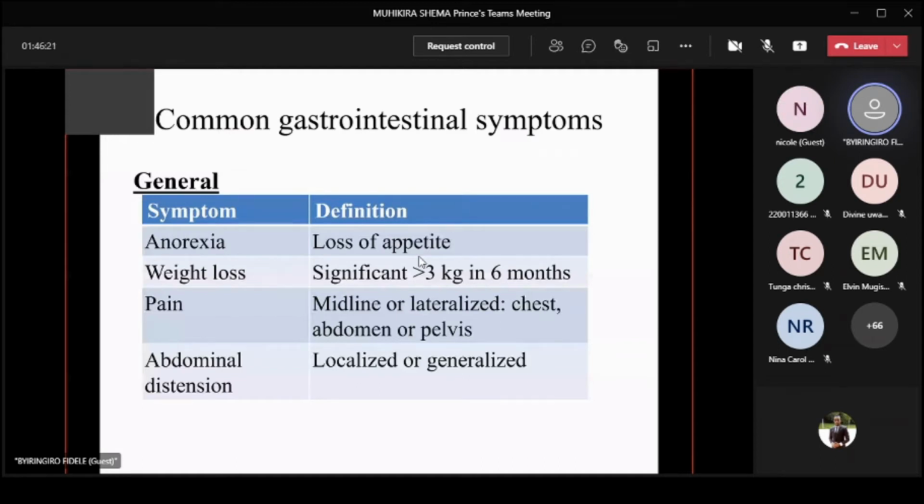So dysgeusia means an altered taste sensation. Cacageusia means a foul taste sensation. Globus means a sensation of a lump in the throat. Odynophagia, I said, is pain on swallowing. Heartburn means burning retrosternal discomfort radiating upward. Water brash means sudden appearance of excessive saliva in the mouth. Dyspepsia is non-specific epigastric discomfort.